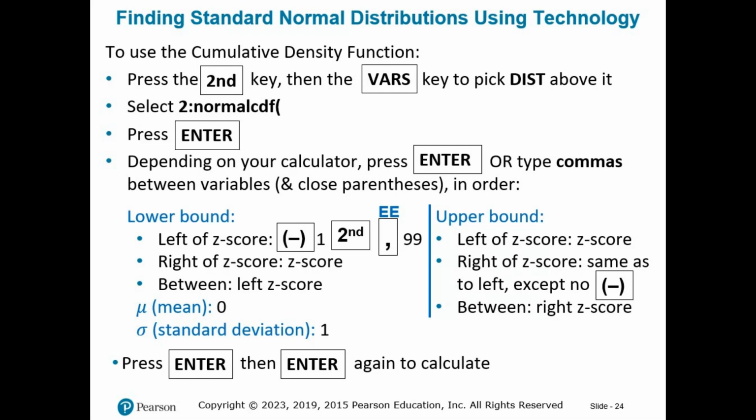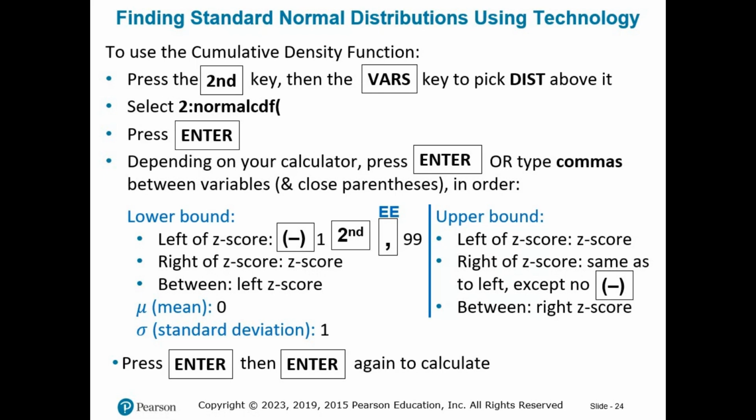Select normal CDF, not PDF like we've done before. You want CDF this time. Then press enter. Now, depending on your calculator, and you should know by now, you're going to be either pressing enter between the numbers or typing commas between your variables and closing parentheses. And now you're going to enter your variables.